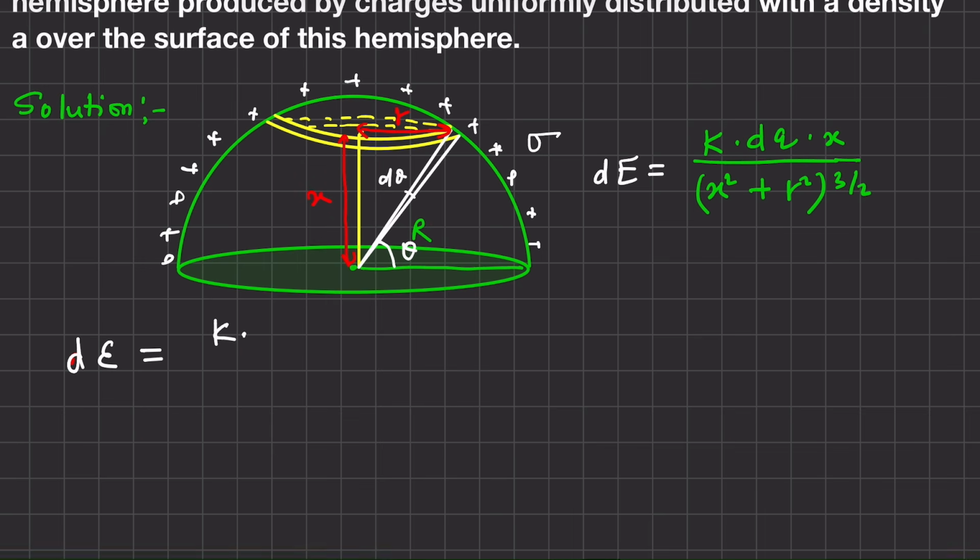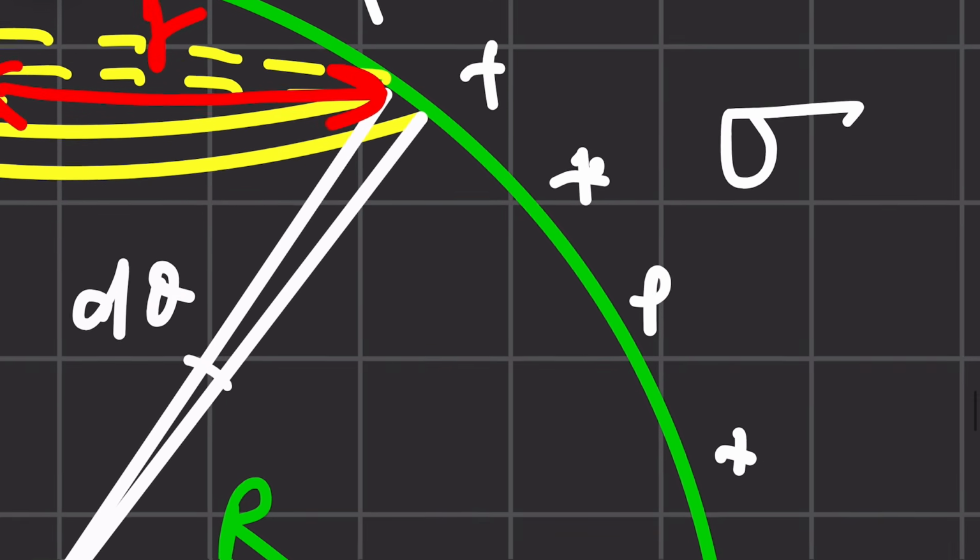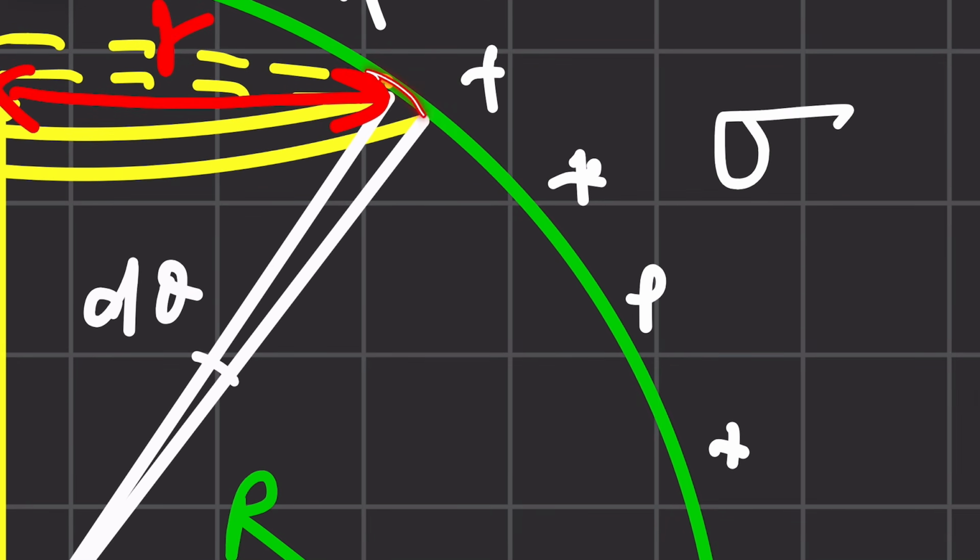dE will be simply k, dq will be how much guys, that will be sigma into the area of the ring element. So area of the ring element, if you see guys, is sigma into, if I zoom this thing for you, then you can get what would be the surface area. Okay, so for that I'm going to zoom in. So if you see guys here, this is the surface, and this length will be nothing but r d theta.